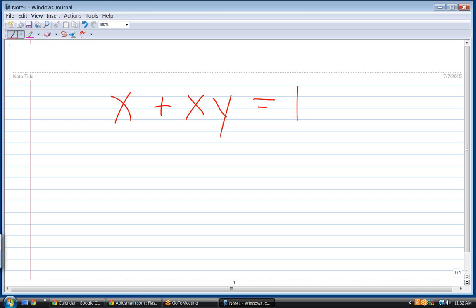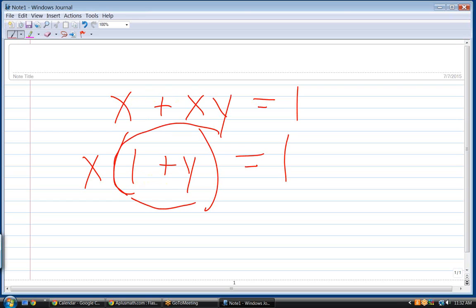And if I say solve this equation for x, well, I have to factor the x out of this expression. In other words, I have to turn it into this. Same equation, just I've factored the x out. And now I can divide both sides by that coefficient to give me the answer. x equals 1 divided by 1 plus y. Okay, so this is an example of factoring.